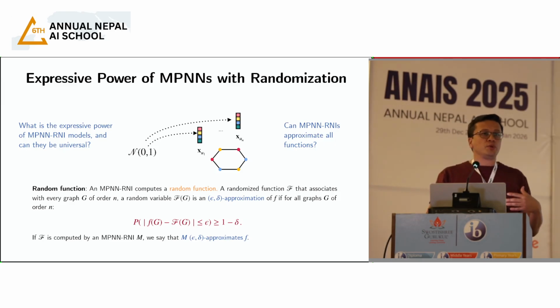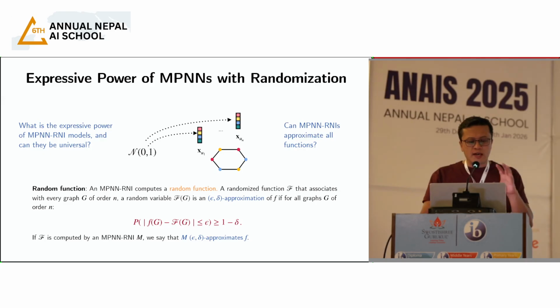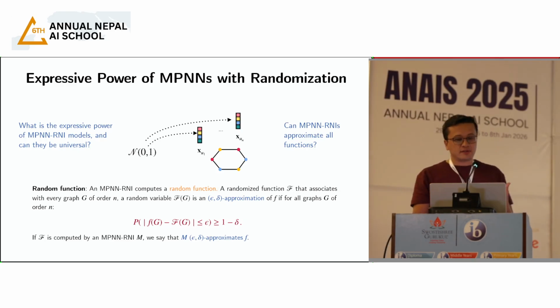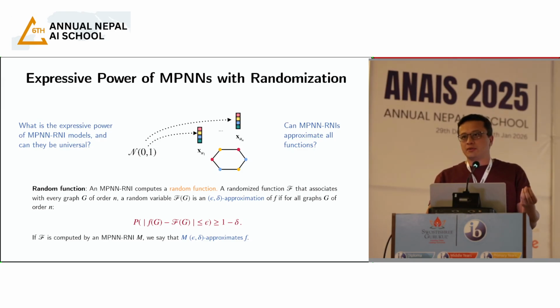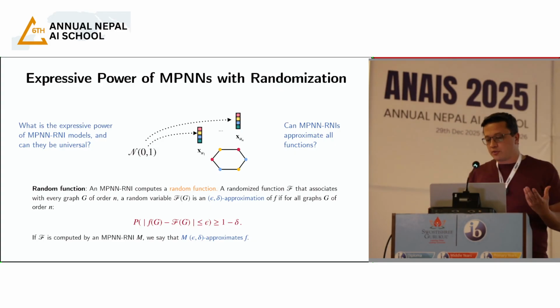And we are interested in posing the question in a more classical function approximation sense, yeah? Not in the sense of graph distinguishability, but in this case, they are pretty close. But because the message passing neural network now computes a random function, we have to define certain things. First of all, this computes a random function, so the output is actually now a random variable, yeah? And so we have to talk about randomized functions and approximating randomized functions.